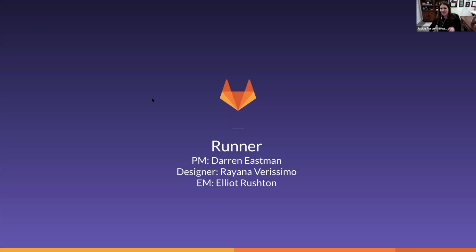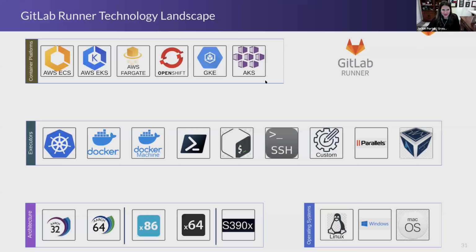And I'm really excited about this slide, obviously, because I jumped to it early. So Runner is our next group. Darren Eastman and Ana Vermicio are the teammates partnering on this team, and Elliot is the engineering manager, as mentioned before. They are primarily responsible for this Runner technology landscape. They are the engine underpinning our CI capabilities, and as you can see, they're a vast offering of all the different capabilities that are powering our CI across all the different capabilities that we have inside of GitLab.